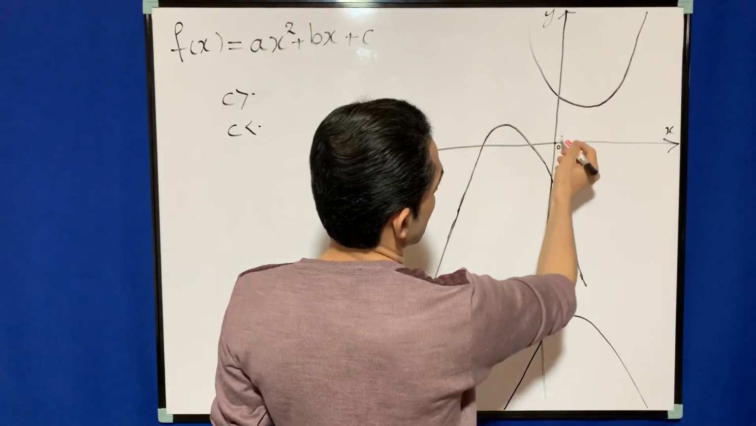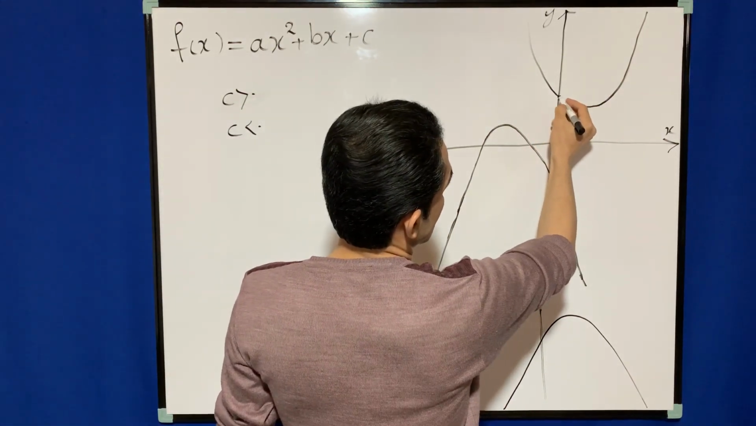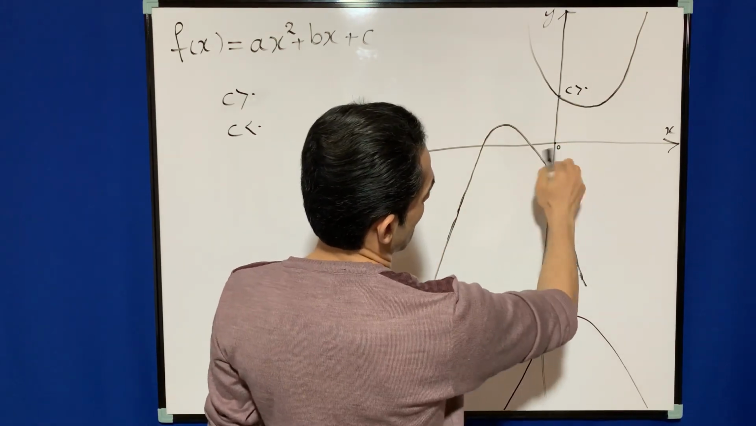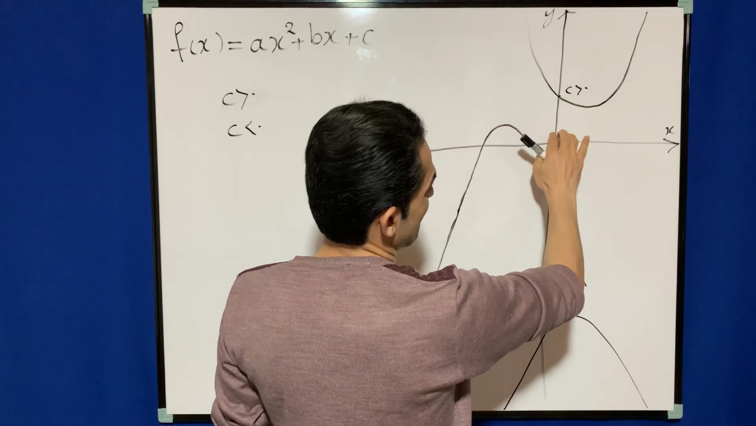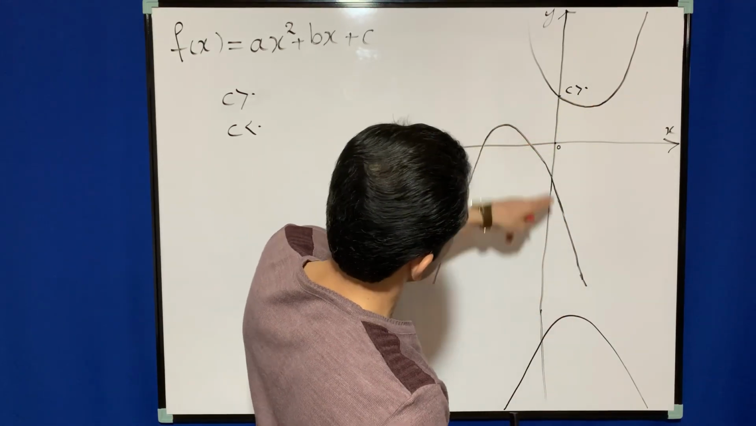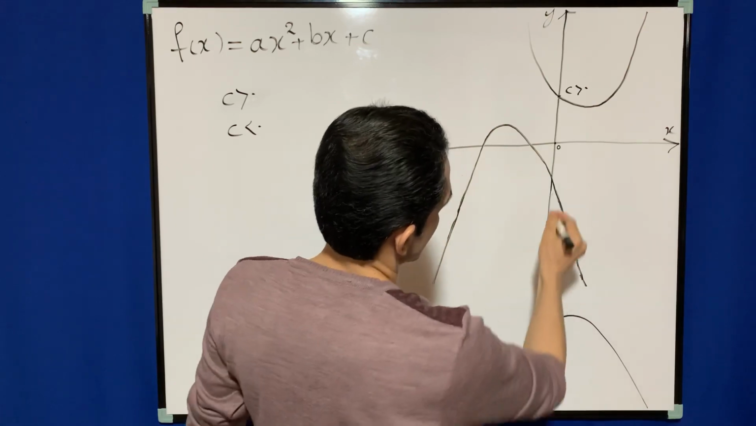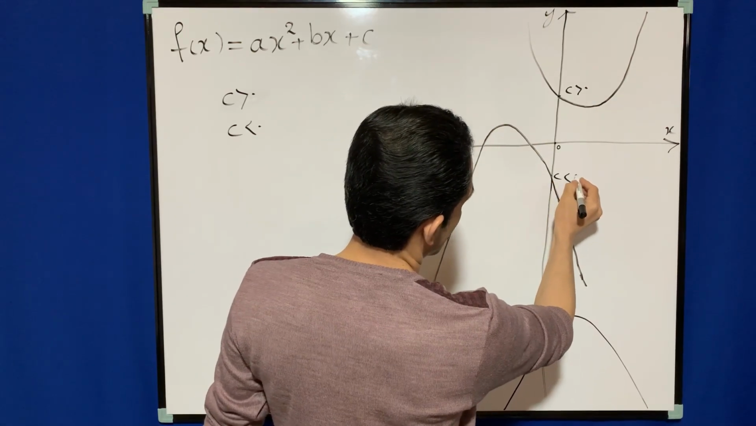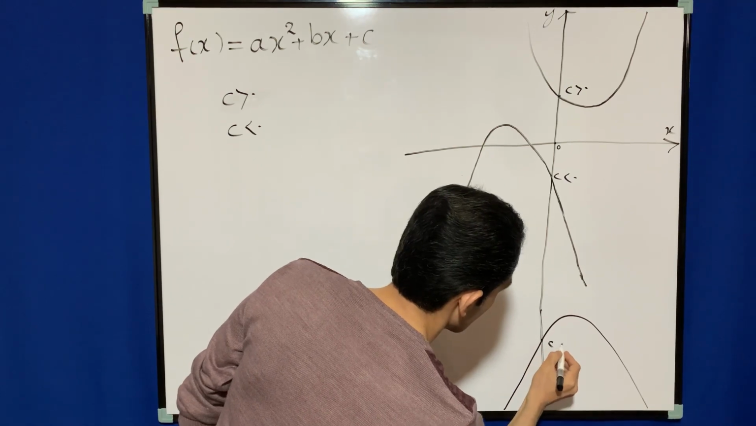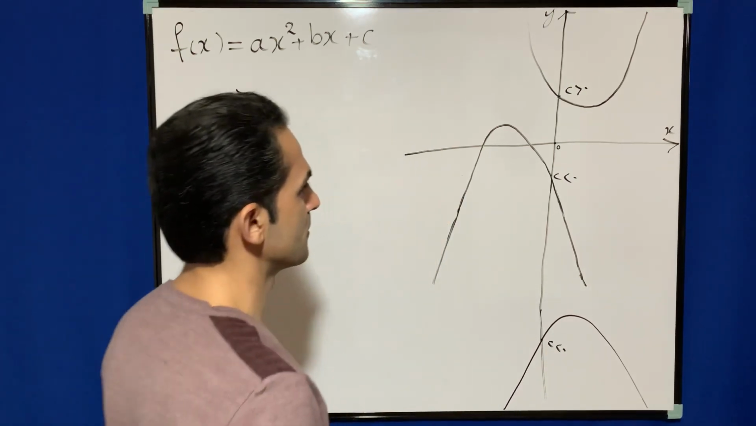Suppose you see here, this point, C is greater than 0 because it is above the origin. Okay, now you see here some parabolas below the origin. C is less than 0, and here C is less than 0.